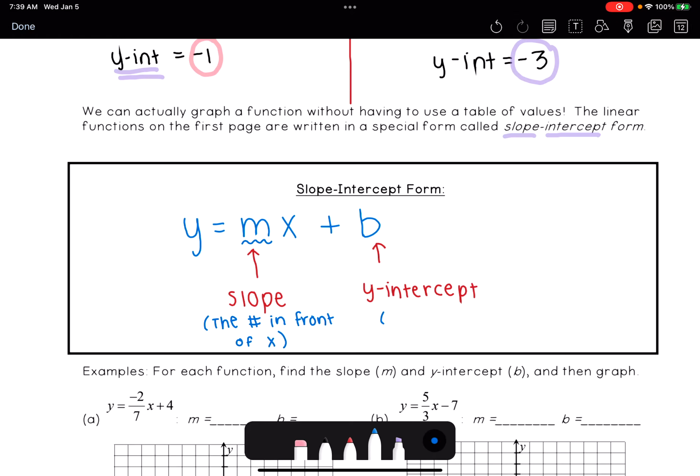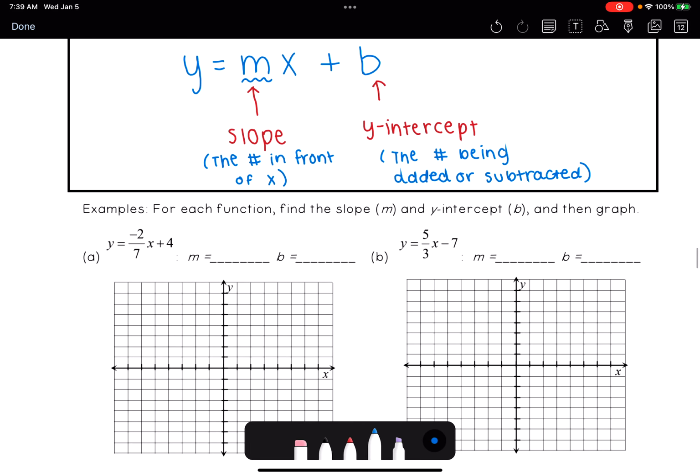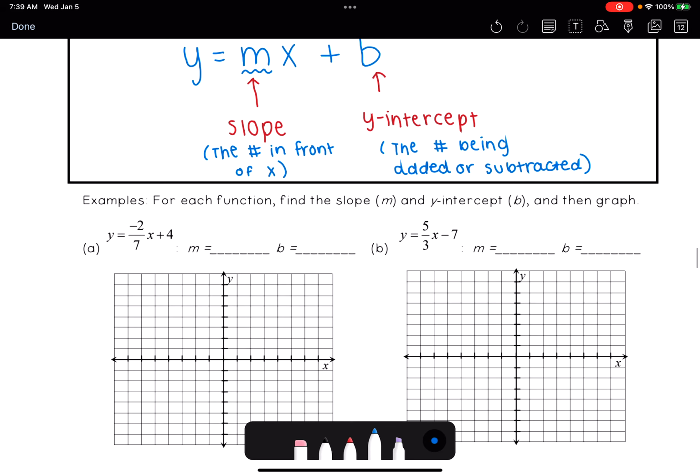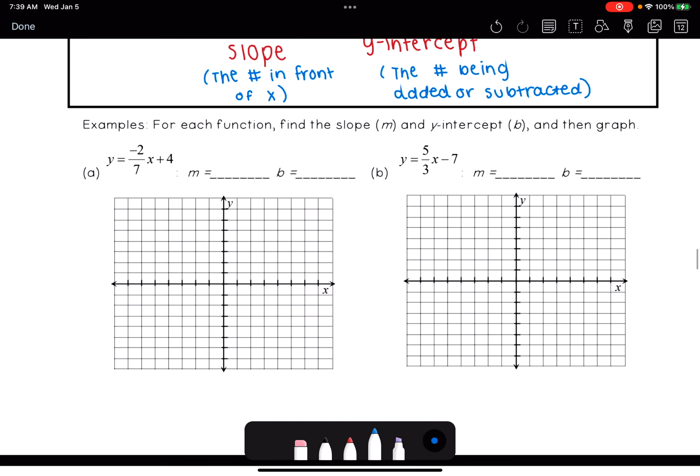And the y-intercept is the number being added or subtracted by itself. So let's try out using this form now instead of using a table of values.